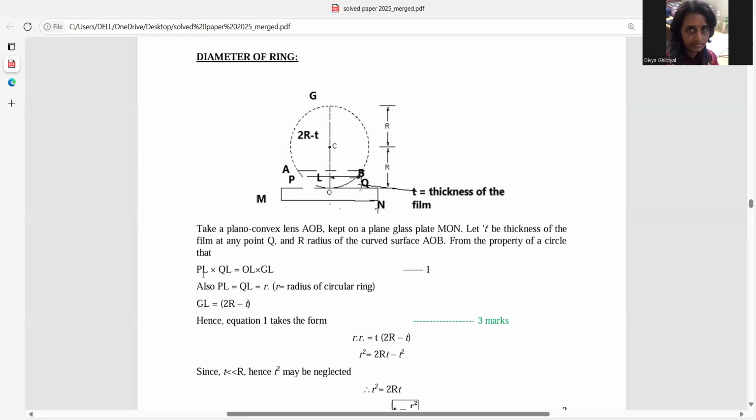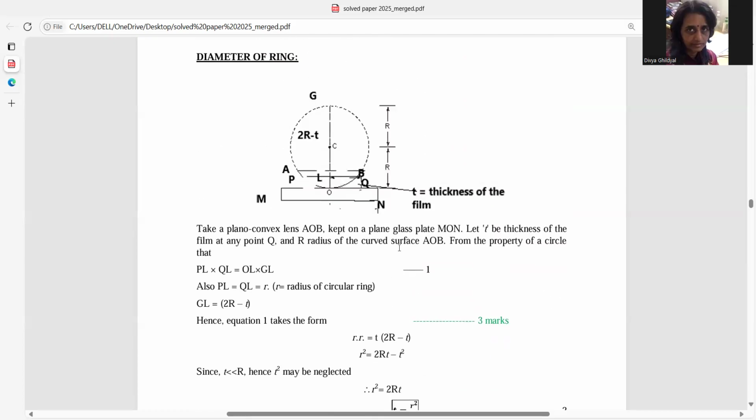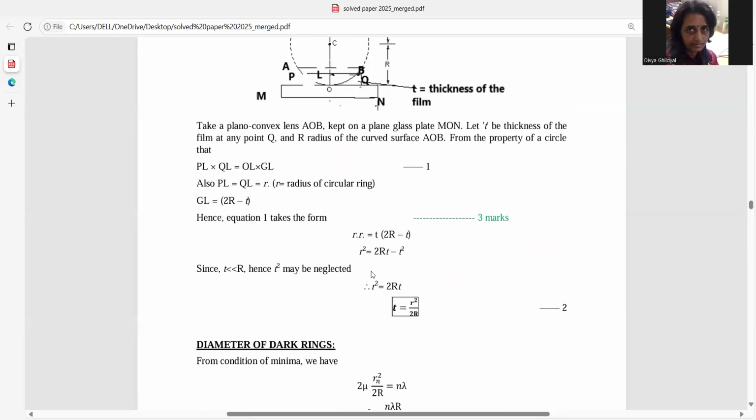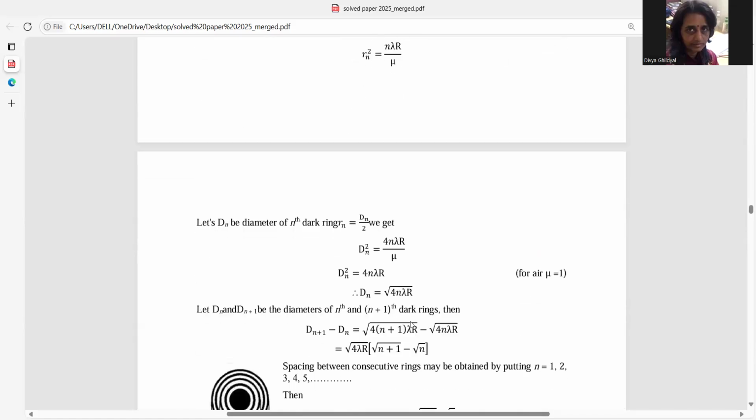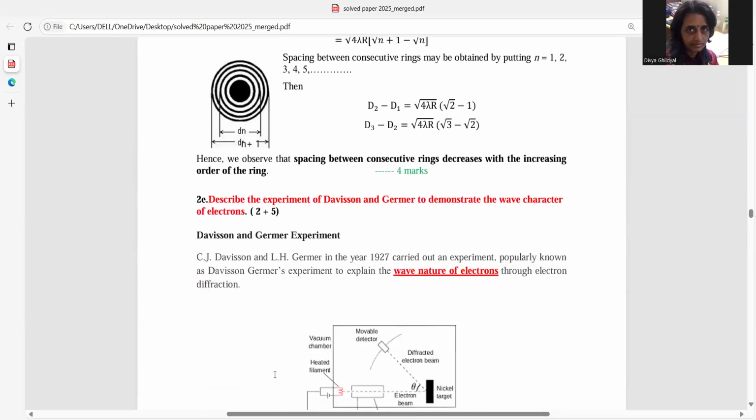Then you apply the property of circle and you make this formula here. t is equal to r squared upon 2R. Now for dark, till this diagram and till here, you can get 3 to 4 marks easily. And for the dark ring case, equate it to the condition of minima, that is n lambda, and you get the answer. And if you have time, you can just mention that it decreases with increasing order of the ring.